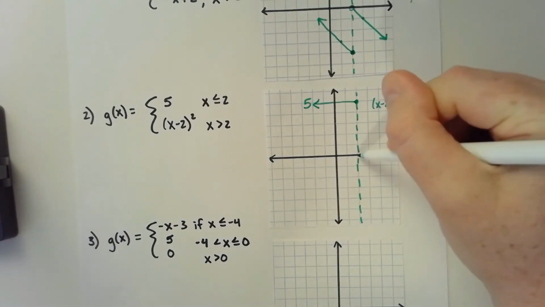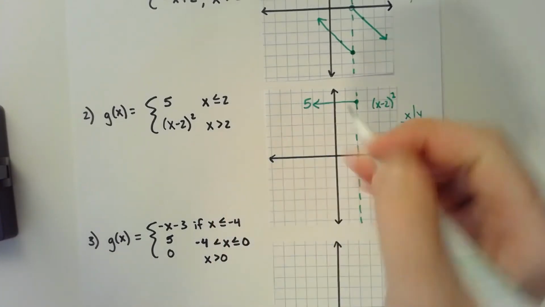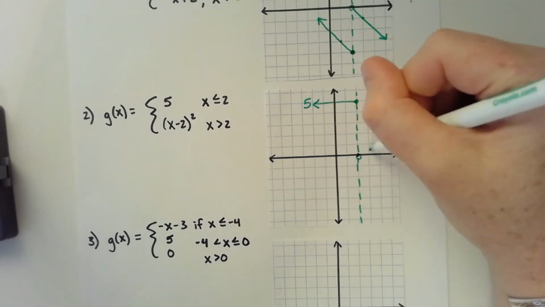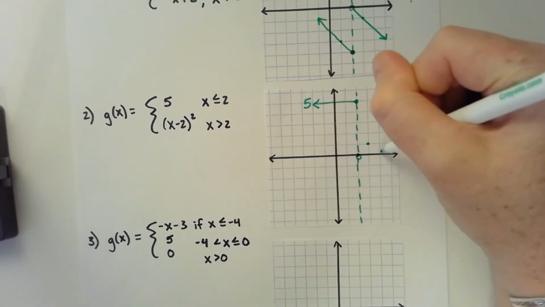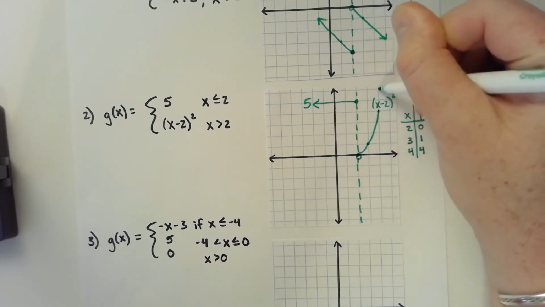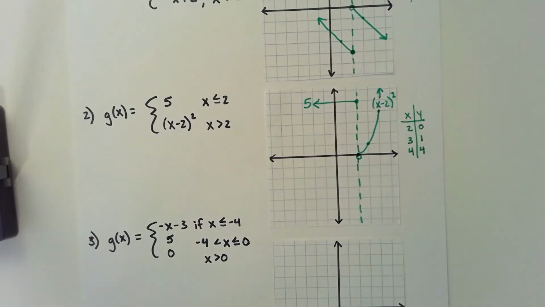So 2, 0 would just be right there on the fence, and then this part does not claim the fence. So we make an open circle. Then we can go to 3, 1, and 4, 1, 2, 3, 4. So it does help us to see that it's kind of that half of our parabola. And that's it for that one.